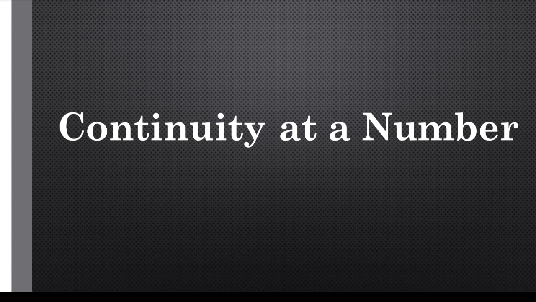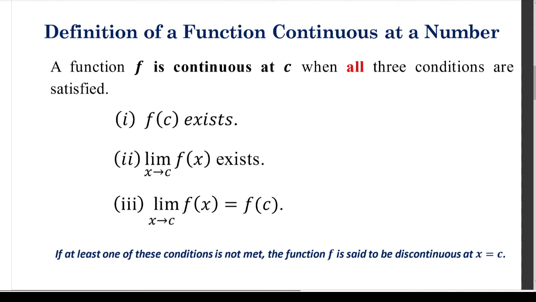In this video, we're going to cover continuity of a function at a number. A function is said to be continuous at a number if all these are satisfied. First, f of c exists, the limit of f of x as x approaches c exists, and the limit of f of x as x approaches c is equal to f of c.